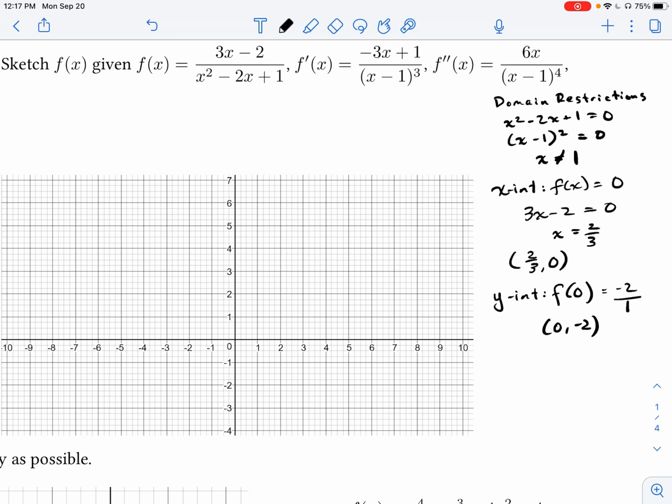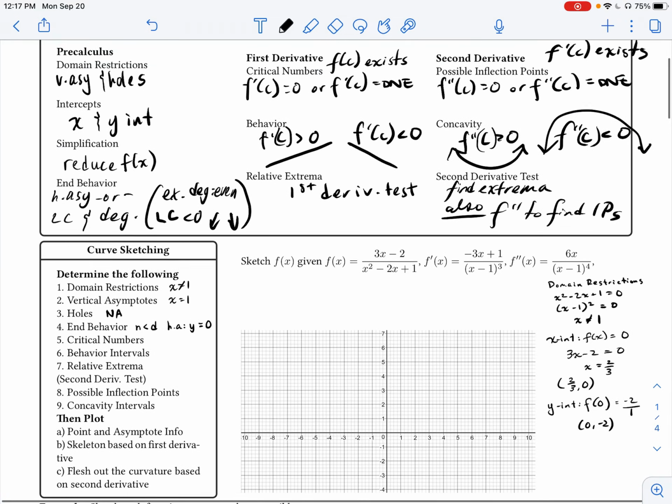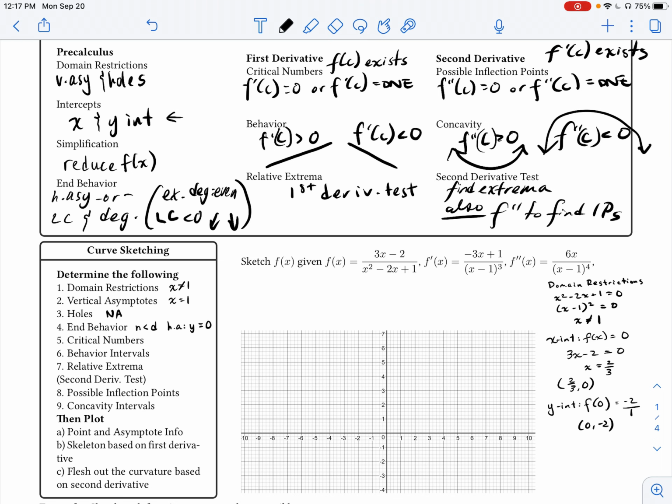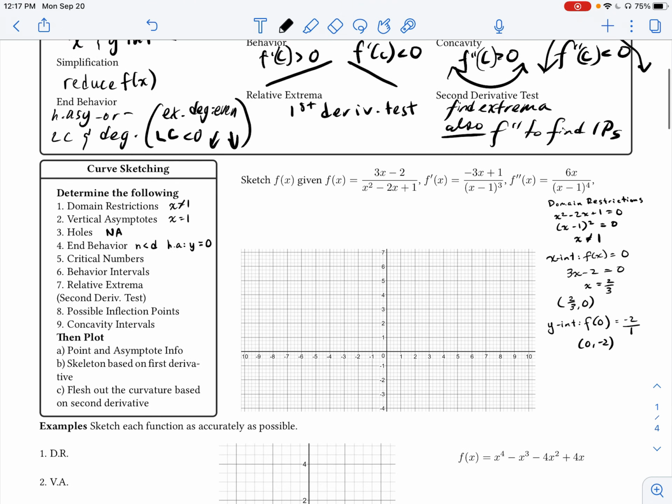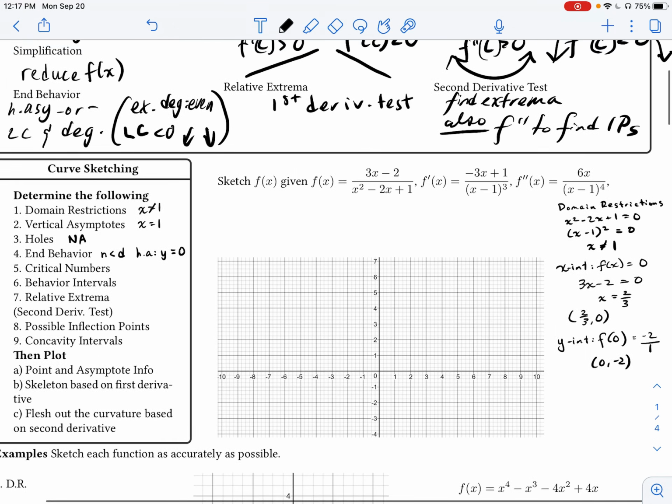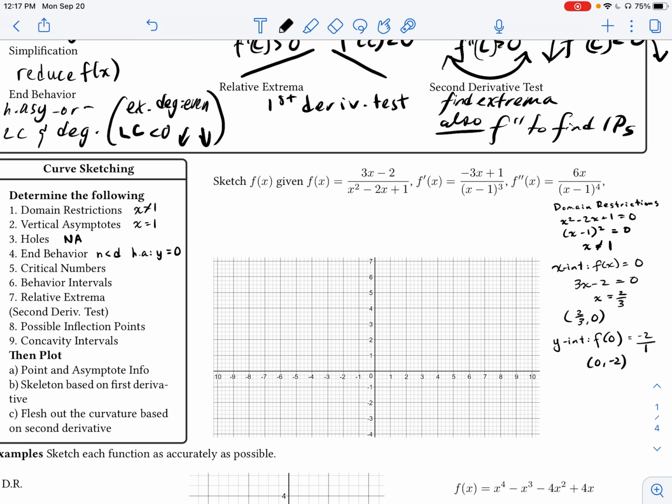I know my box didn't mention anything about that on the left side, but I did mention something about intercepts up here, so definitely make sure we use those. All right, I think that tells us everything we need in terms of what we had done with our pre-calc.